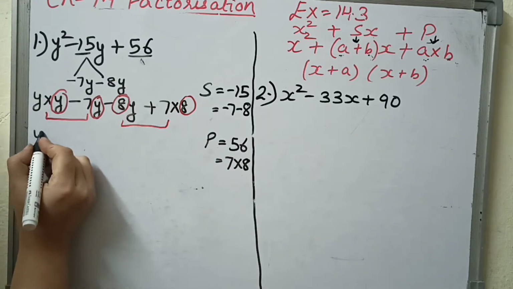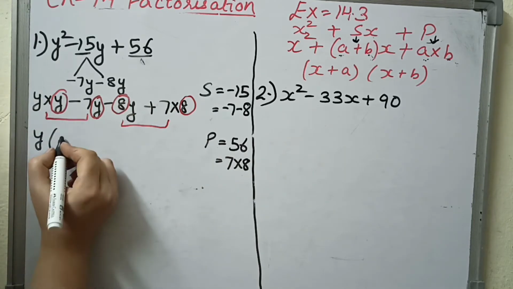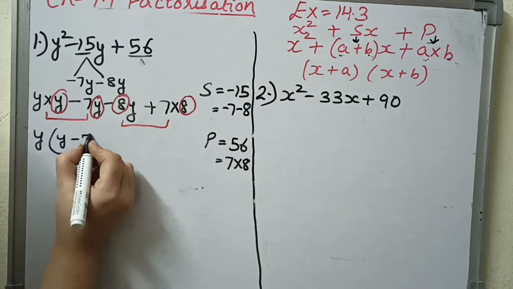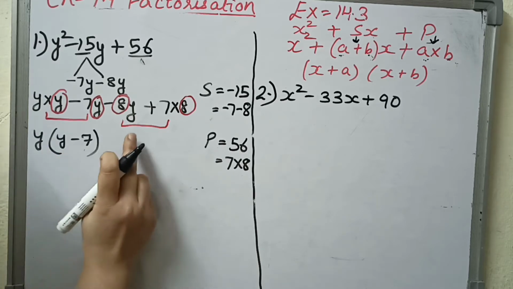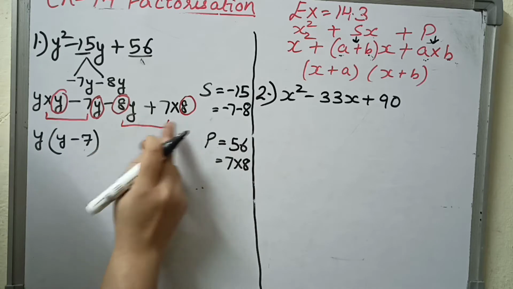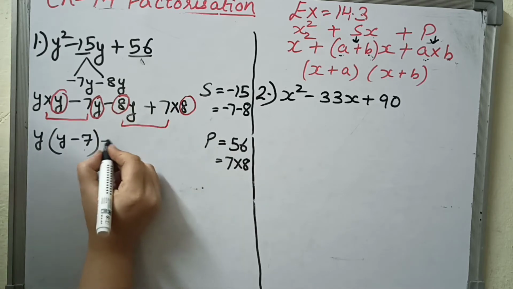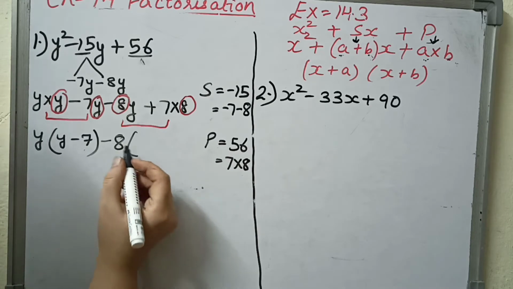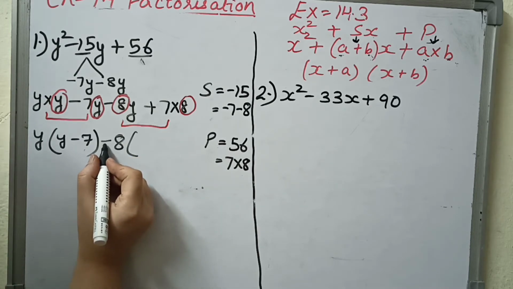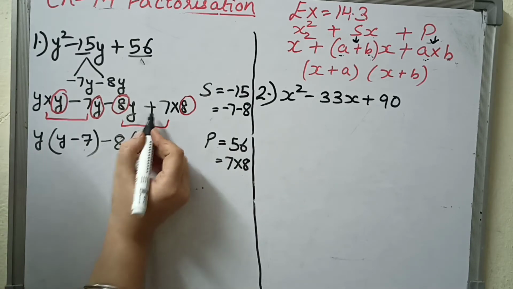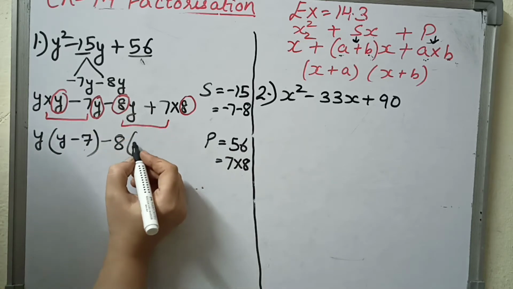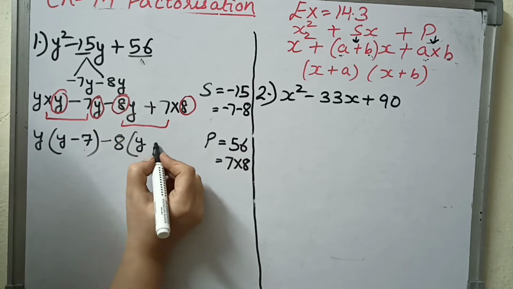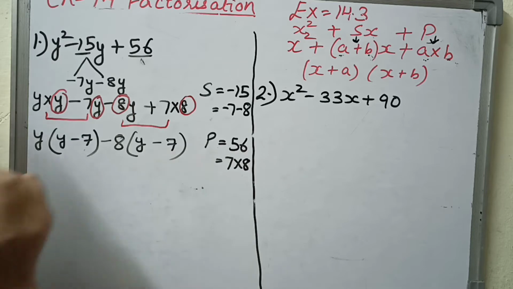Now, write y outside the bracket and the terms which are left, y minus 7, inside the bracket. Again, in the third and fourth terms, 8 is common. So I take minus 8 outside the bracket, and you know when minus is taken outside, then the sign inside the bracket gets reversed. And here the terms which are left are y minus 7.